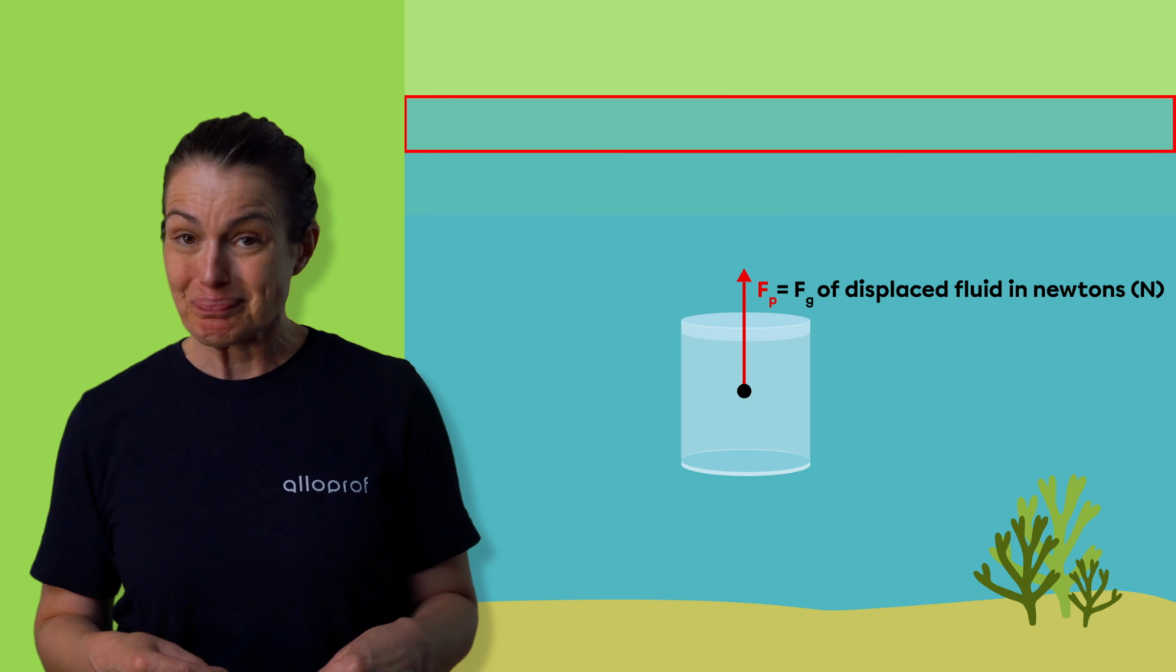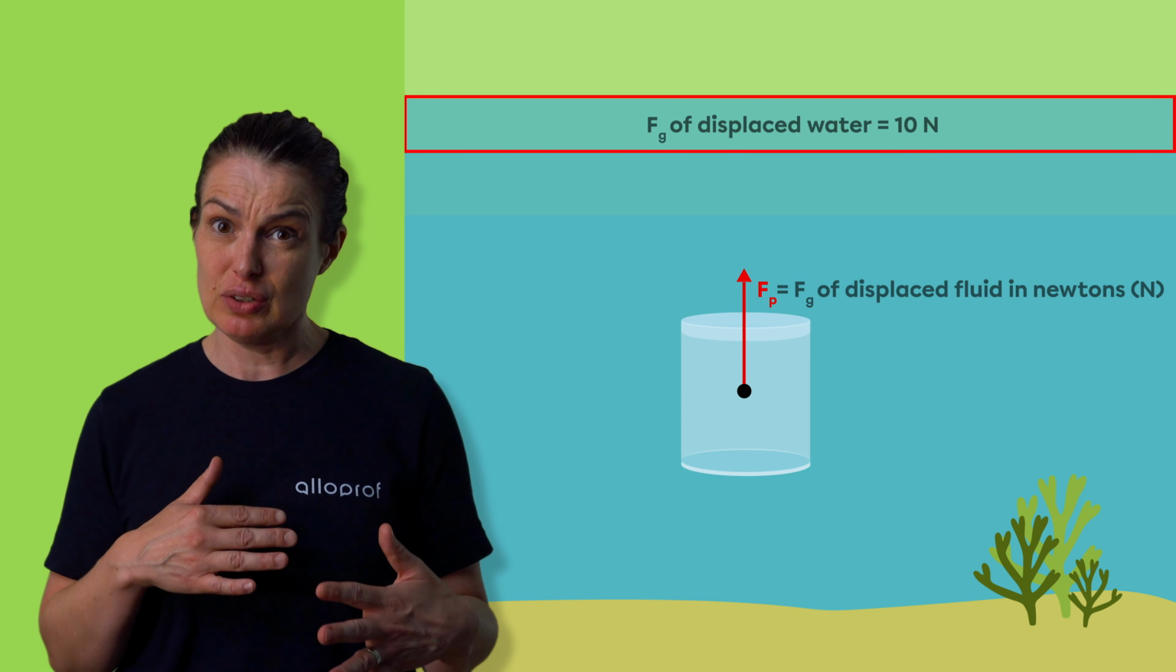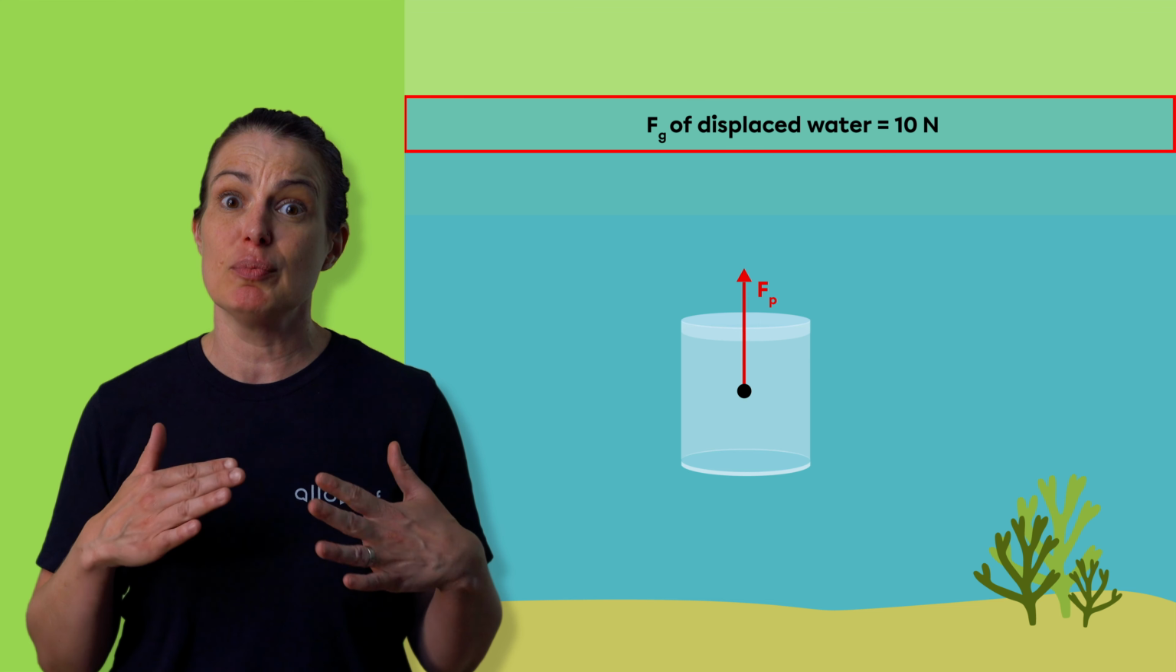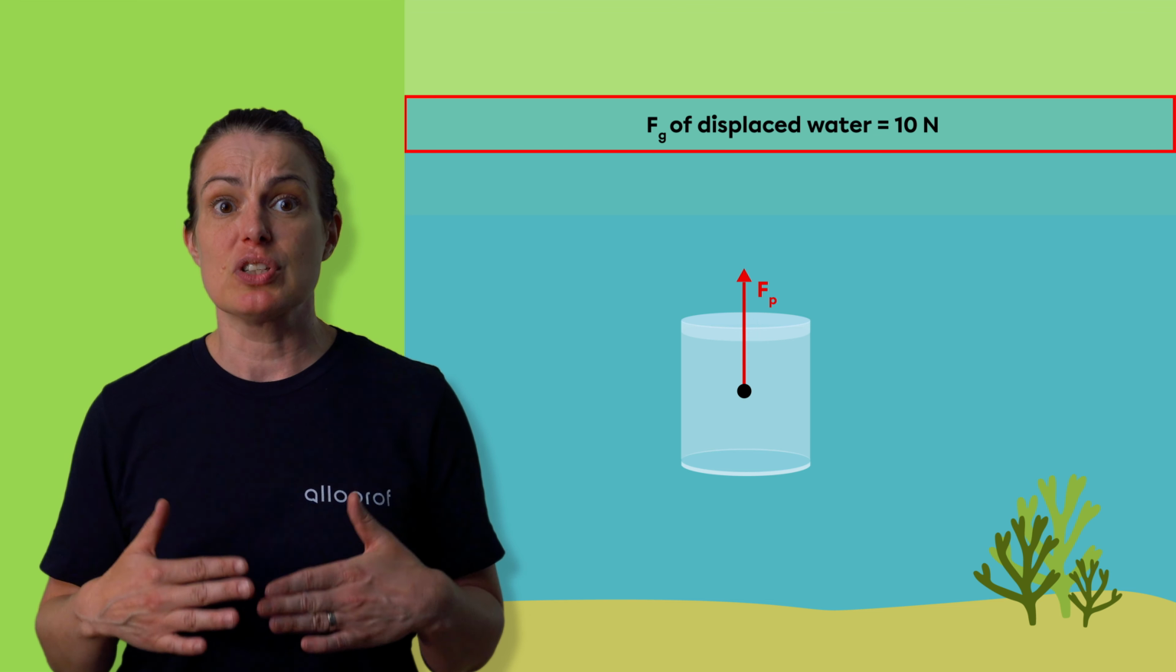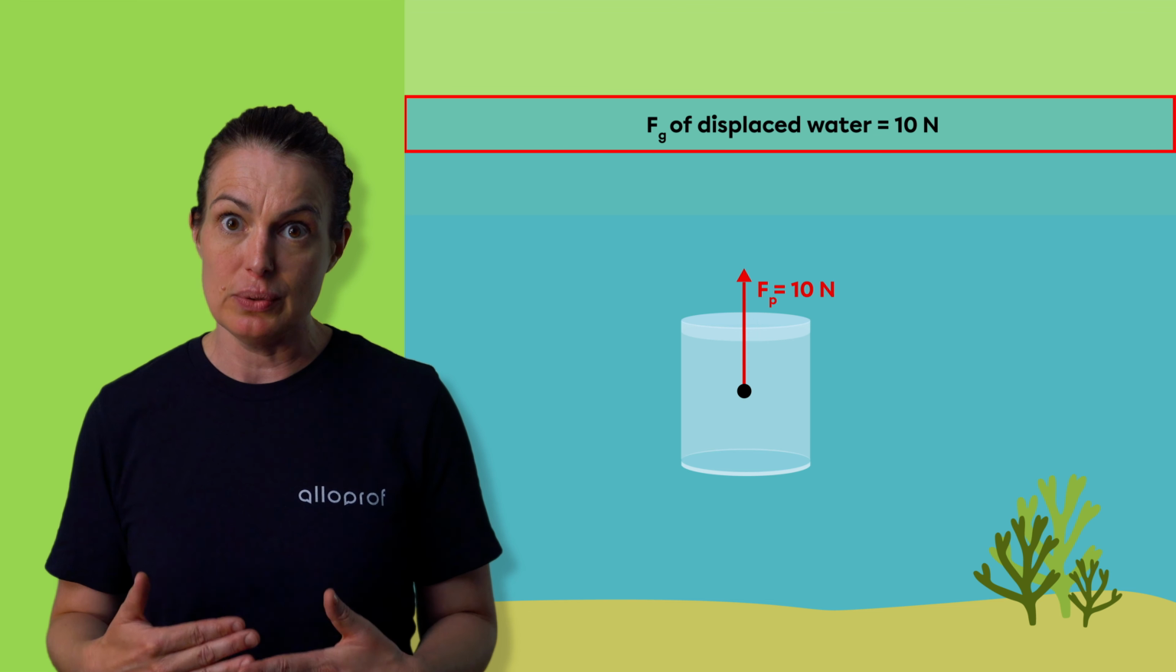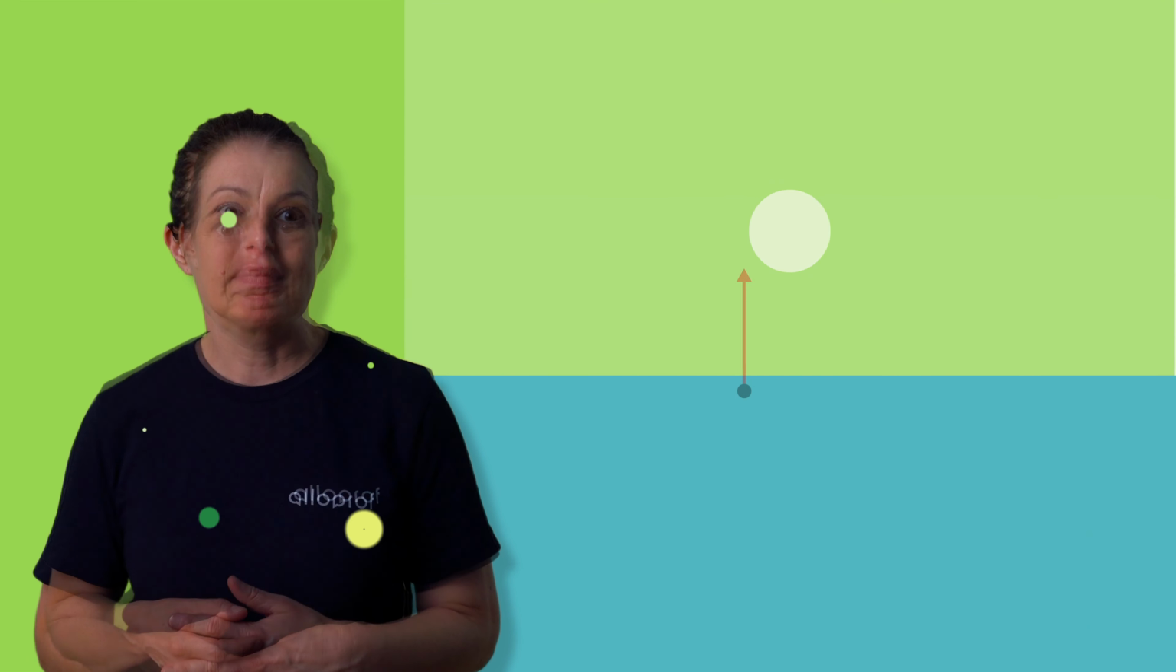For example, if the immersion of a cylinder in water displaces a volume of water with the weight of 10 newtons towards the surface, the buoyant force applied to the cylinder is also 10 newtons directed upward. The comparison between the buoyant force and the weight of an immersed object determines if the object will float, sink, or maintain its depth in the fluid.